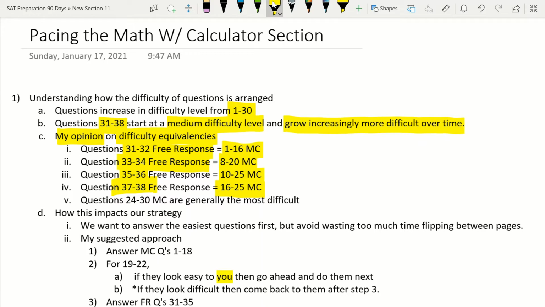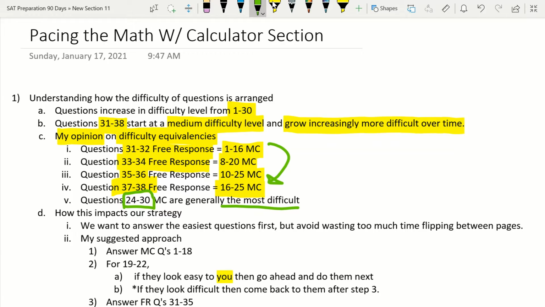If you've noticed something, what about questions 26 to 30? They don't have any equivalency here. In my opinion, and you'll notice there's a little bit of overlap because I say questions 24 through 30, on the multiple choice, tend to be the most difficult out of all of the problems on the Math with Calculator section. If you were to take questions 1 through 38, all of the questions on the section, questions 24 through 30 are the ones most likely to be the most difficult.